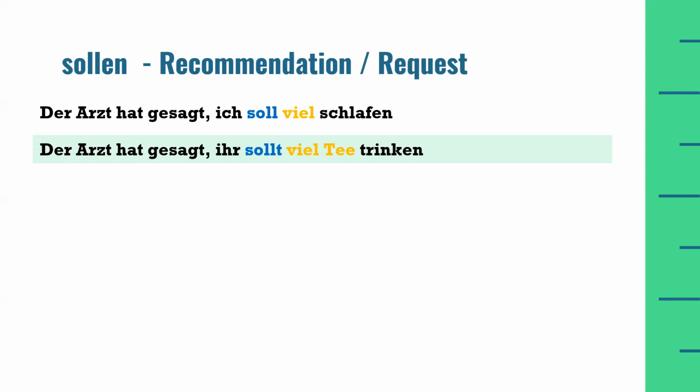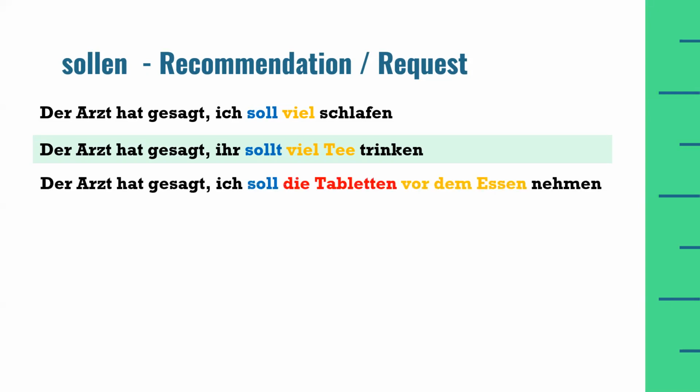Next example is, der Arzt hat gesagt, ihr sollt viel Tee trinken. Doctor has said, you people should drink a lot of tea. Now, again, in this example, ihr is the subject of the sentence, which is at the first position, which means you people in an informal way. Then comes sollt. It is the conjugation of sollen with respect to the ihr subject. Then comes viel Tee, and trinken is the main verb which comes at the last position in the infinitive form.